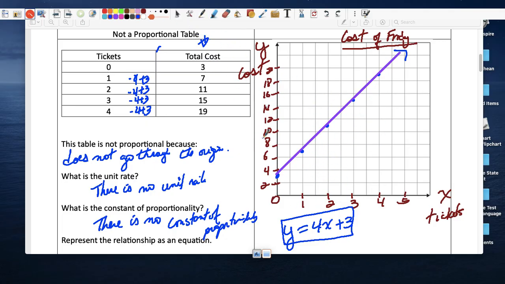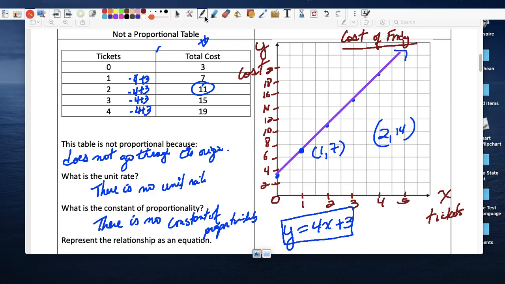So proportional? No. Is there a unit rate? No. Can I say that, hey, here's my unit rate, right, where it says 1 ticket is $7? Is that true? No, it's not true. Because if that was true, then 2 tickets should have been 14. And we know already that's not true. Look, it's actually 11.